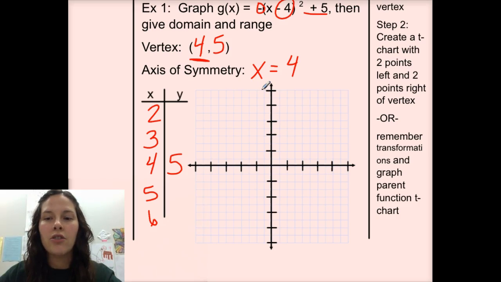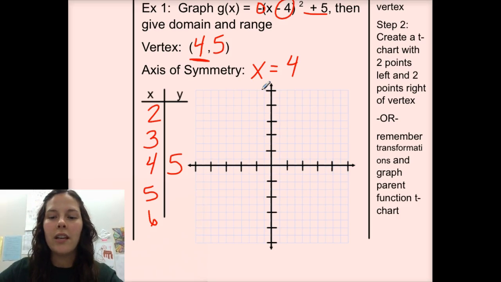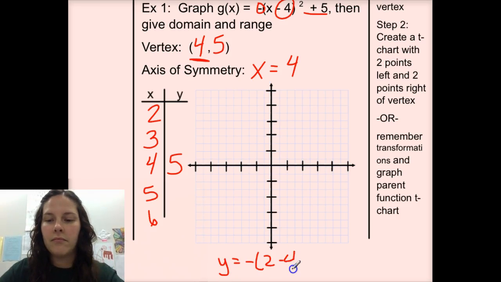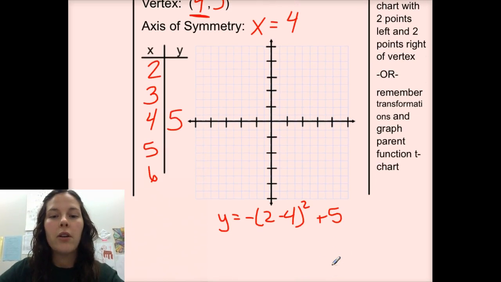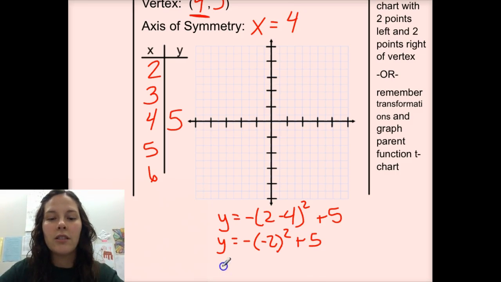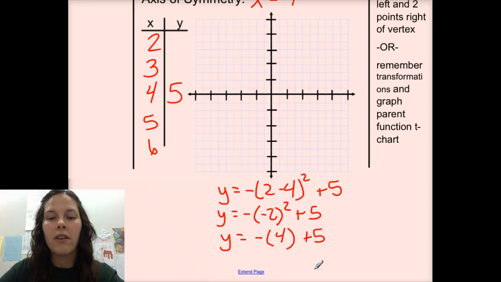So taking a look at our equation, if we substitute 2 in for x, and then we solve. Remembering order of operations, we're going to simplify what's inside the parentheses first. Then we are going to square. Notice the negative on the outside does not cancel the negative on the inside because we are following order of operations. So we get -4 plus 5 is 1. So that's the y-coordinate for an ordered pair of 2.